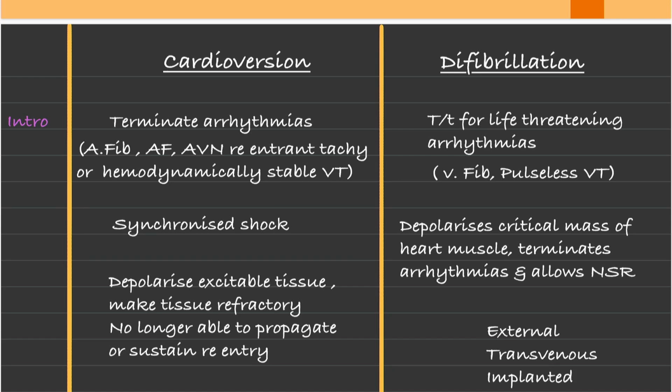Cardioversion and defibrillation. Cardioversion is used to terminate arrhythmias such as atrial fibrillation, atrial flutter, AV nodal reentry tachycardias, or hemodynamically stable ventricular tachycardias. It is a synchronized shock. What is the meaning of synchronized shock? Synchronized means that it gives the shock at a particular time of the cardiac cycle. It gives the shock at the QRS interval, during the R wave. So that is why it is known as synchronized.